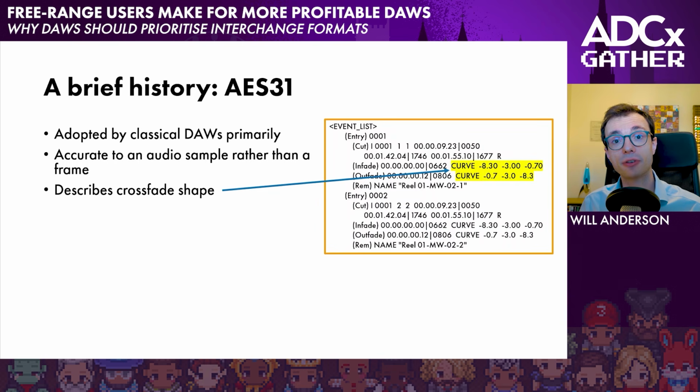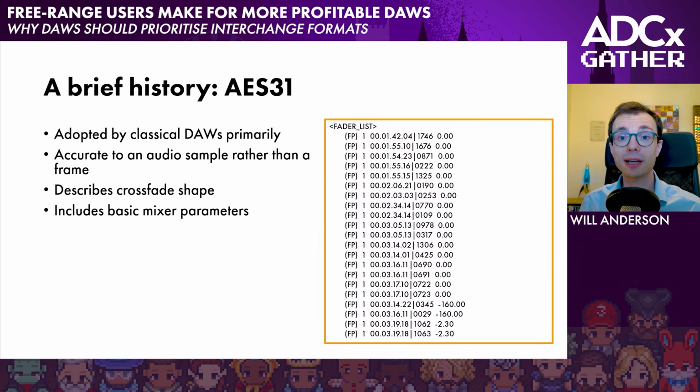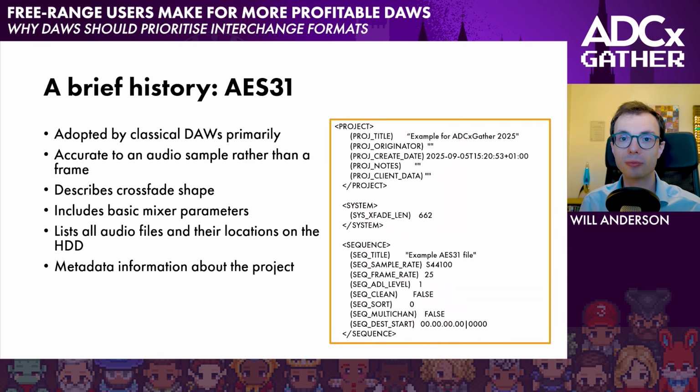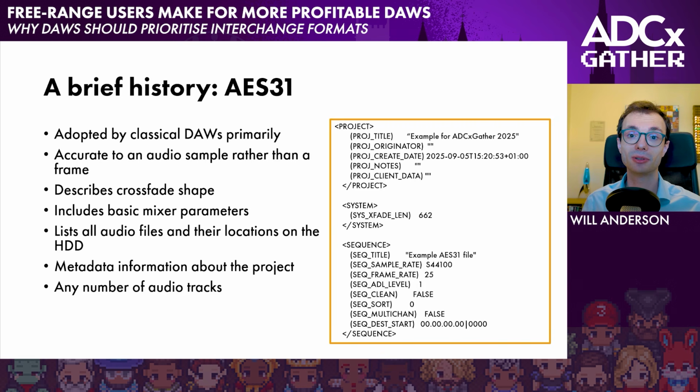It describes crossfades not only in length, but in shape. It implements some transfer of mixers by describing fader positions, pan values, and mute states. It provides a list of all the audio clips used in the project and where to find them on the hard drive. It contains loads of metadata information about the project, including the sample rate, and it can handle any number of audio tracks. This is obviously a big improvement, and the extremely accurate description of crossfades and clip positioning made it ideal for classical DAWs.